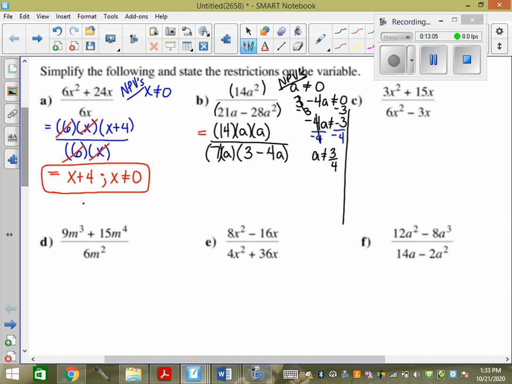Can I cancel anything off? Yes. The a's. And the 14 and 7 are in brackets by themselves, so I can take a 7 out of both. 7 divided by 7 is 1. 14 divided by 7 is 2. So on the top, I'm left with 2a over 3 minus 4a. And I have to say a cannot equal 0 and 3/4.